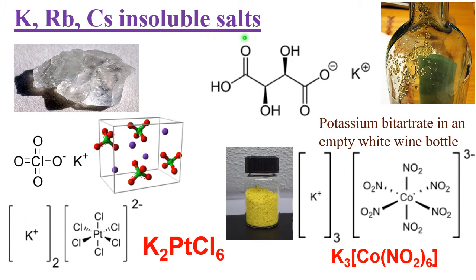Potassium, rubidium, and cesium make several insoluble salts. Of them, interesting are perchlorates, platinum hexachloride, like this, and hexanitrocobaltate, so 6 NO2 groups around cobalt 3+, and then potassium, rubidium, or cesium as the cation. Another very interesting precipitate is potassium bitartrate that crystallizes from wine, so it was known for centuries. Again, beautiful colorless crystals.